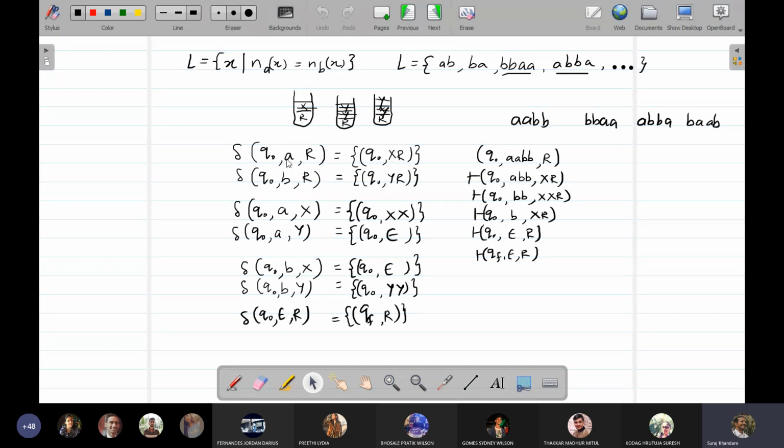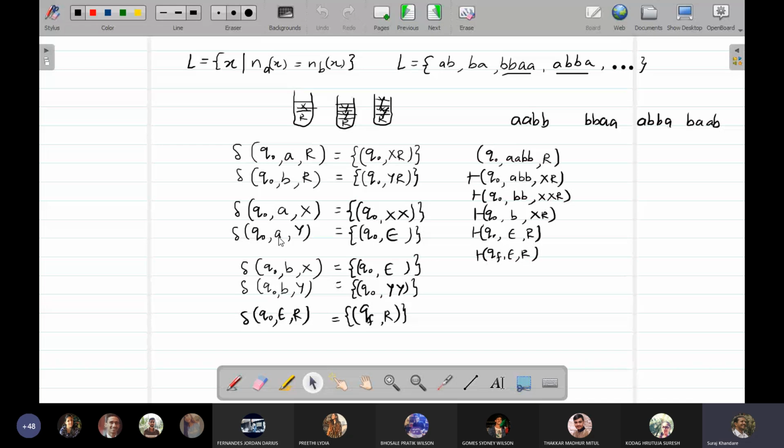So in Q0, A comes in, stack top is R. We have decided we'll push X onto the stack. And suppose we are in Q0, B comes in and stack top is R. That time we push Y onto the stack. Now in Q0, A comes in and we have stack top as X. This indicates that earlier there was A. Stack top as X indicates that earlier A had come. So we push X onto the stack.